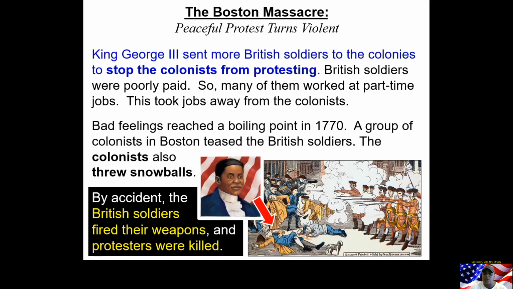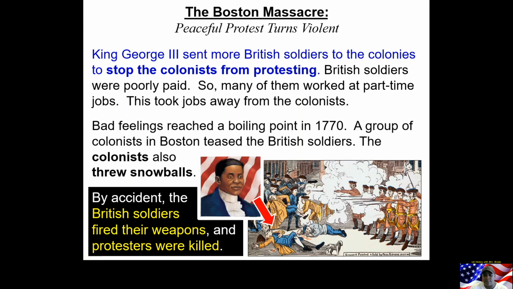So the soldiers come over, and a lot of the soldiers weren't paid very well, so they got part-time jobs. Now, if the soldiers get a part-time job, that means one of the colonists lost a part-time job. So now the colonists are upset about that. The soldiers are taking our jobs. The bad feelings are reaching a boiling point.